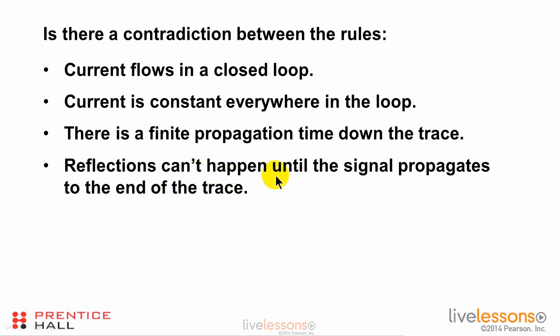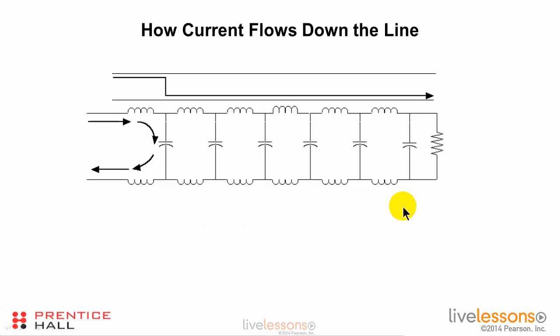And reflections can't happen until the signal propagates down to the end of the trace and finds out how the trace is terminated. The signal doesn't know if it's going to reflect back until it gets down to the end of the trace and sees what's there. So, is there a contradiction wrapped up into all of these things? And of course, the answer to that is no. And I'm going to show you a couple of animations to show you how this works.